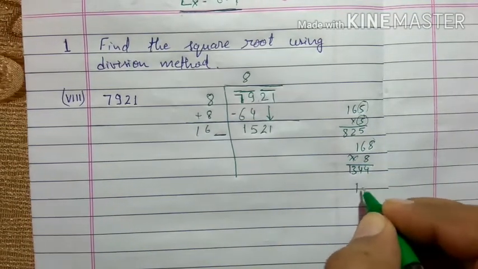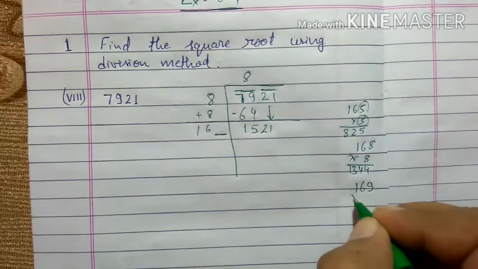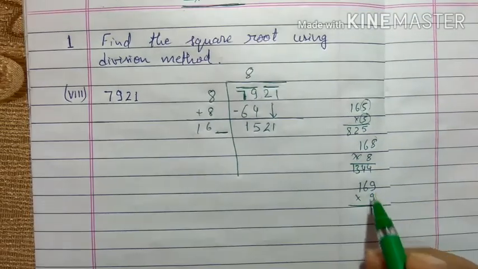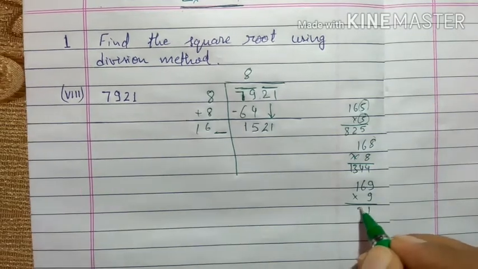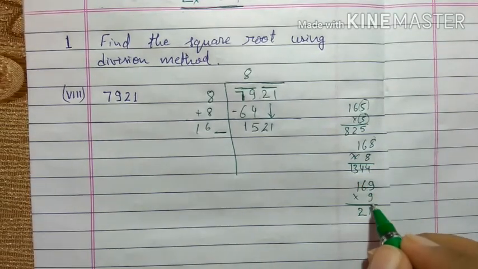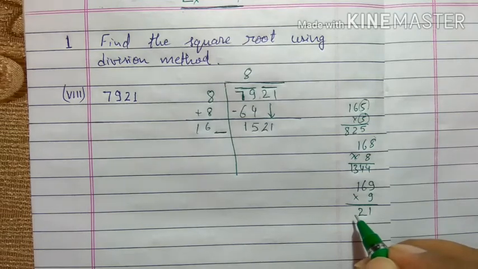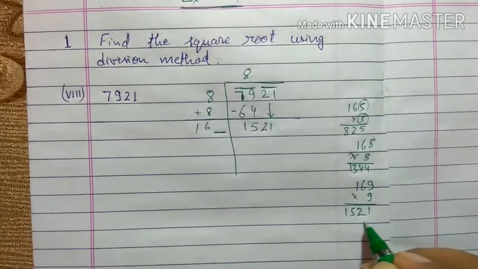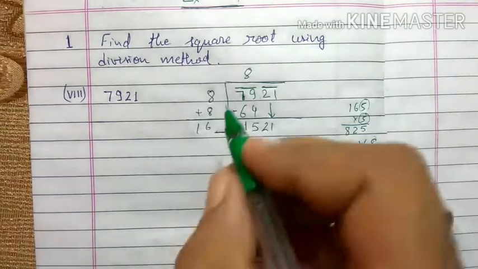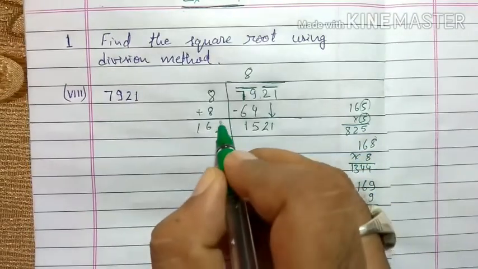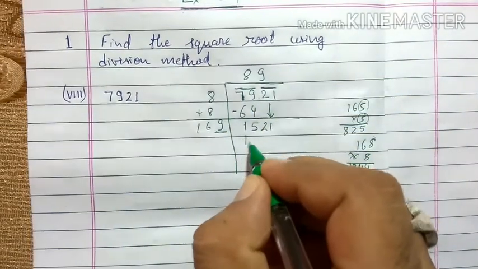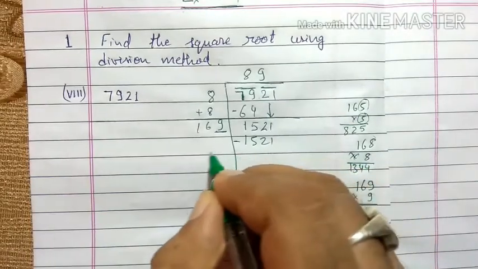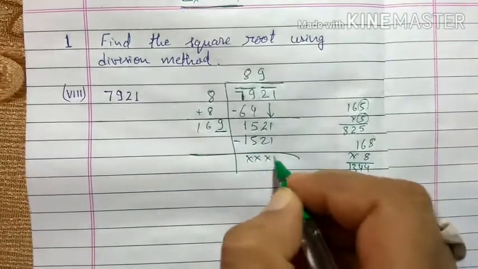We have to check again with 169. 9 is the biggest digit, so 9. So 9 nines are 81, 8 is carried over here. 9 sixes are 54, 54 plus 8 is 62, 2 is here, 6 is carried over. Then 9 ones are 9, 9 plus 6 is 15, so 1521, and that is equal to 1521. So here we have to use 9. So 9 is written here also, and this becomes 1521. So this is subtracted and the remainder is 0.